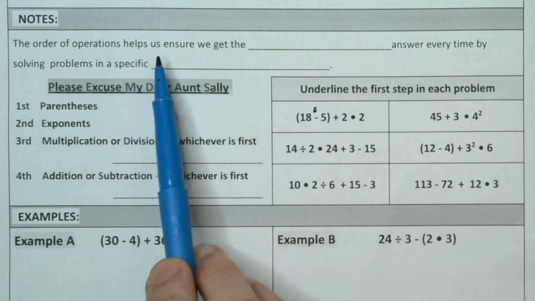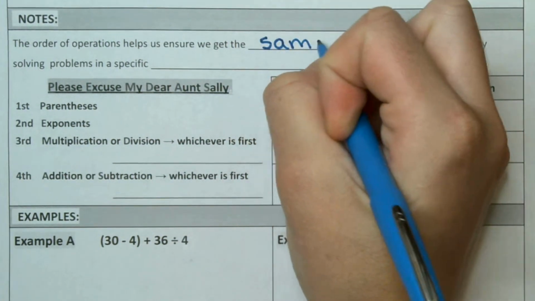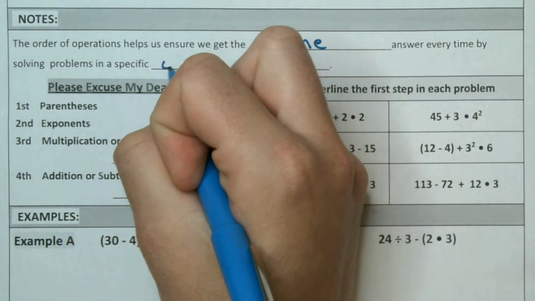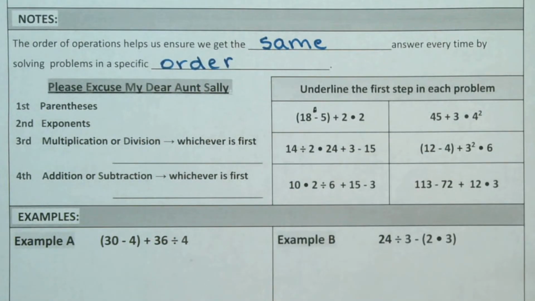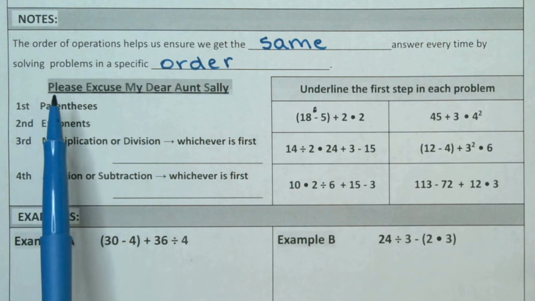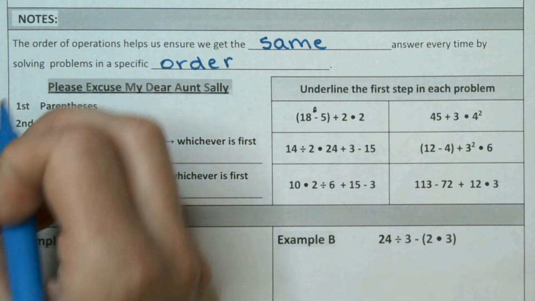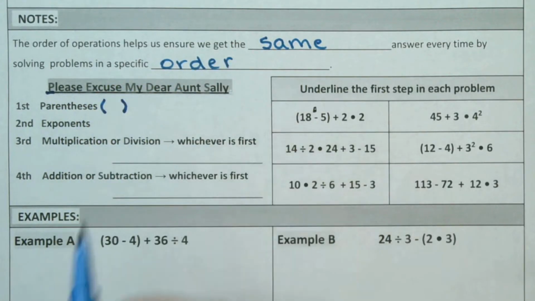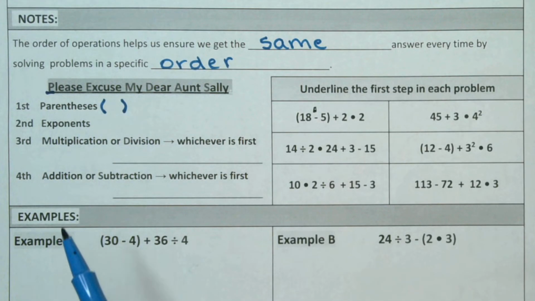The order of operations helps us ensure we get the same answer every time by solving problems in a specific order. In the specific order we're going to solve them, one way to remember it is, please excuse my dear Aunt Sally. The P stands for parentheses, make sure you're writing this, which is our most powerful operation. We're always going to start by looking for parentheses.